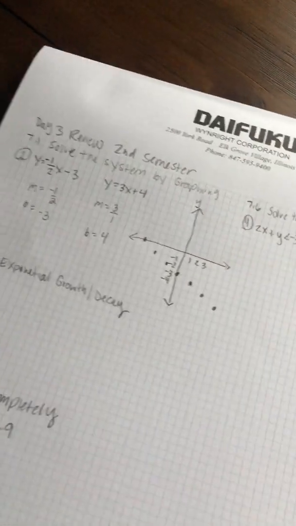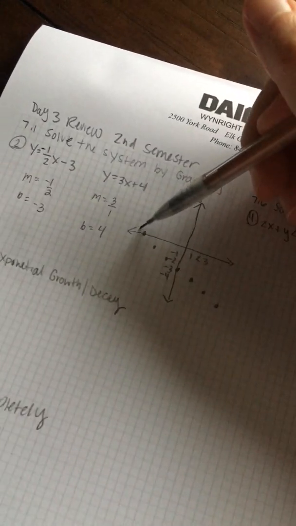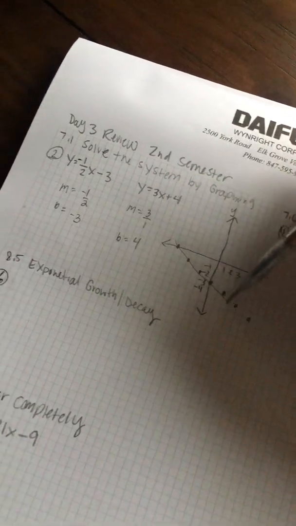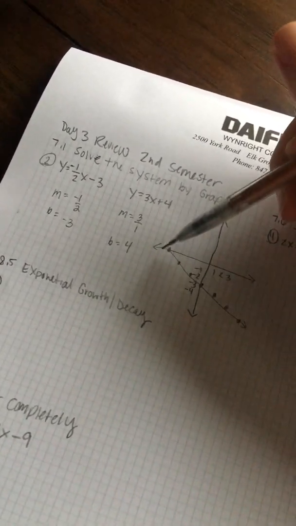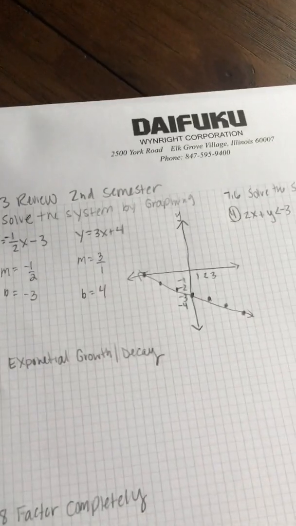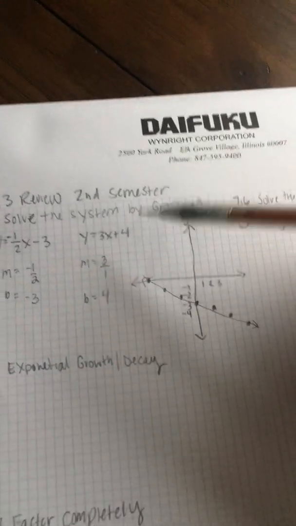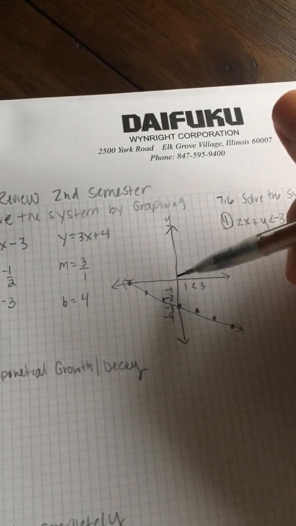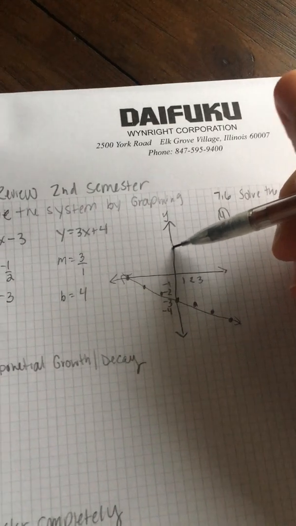Now we're looking for where these lines intersect, so it's important that you graph accurately and that you put enough points on the graph to actually see where these two lines meet and touch. My second line, my y-intercept, says to start at 4.